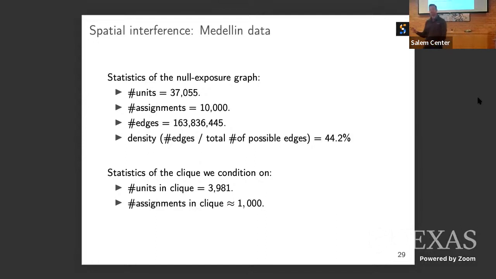It turns out the density of this graph is going to be very important for statistical power, right? When I actually think about how sharp or how good this test can be. Okay, and so the density of this is going to be a little above 40. When we find the clique that we want to condition on, we have about 4,000 of those streets within that clique, and we have about 1,000 assignments. Okay, so my number of focal units is 4,000. My number of focal assignments is roughly 1,000, right?